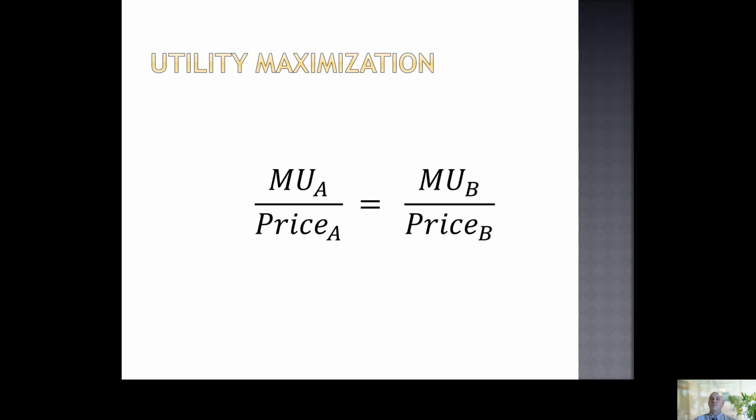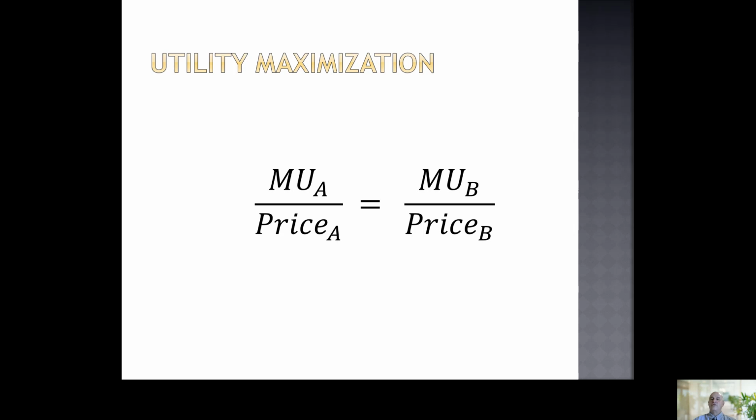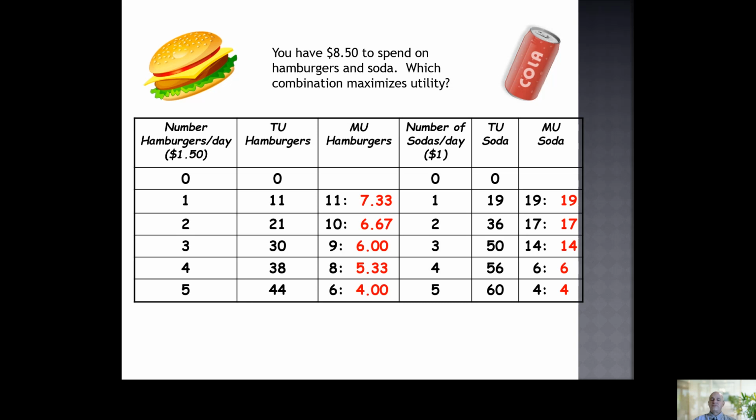So take those marginal utilities and divide them by their prices, and then determine the point where those two ratios are equal to each other and you can afford. So if I take 11, the marginal utility of the first hamburger, and divide it by $1.50, the price of the hamburger, I get 7.33 units of satisfaction for every dollar from that first hamburger.